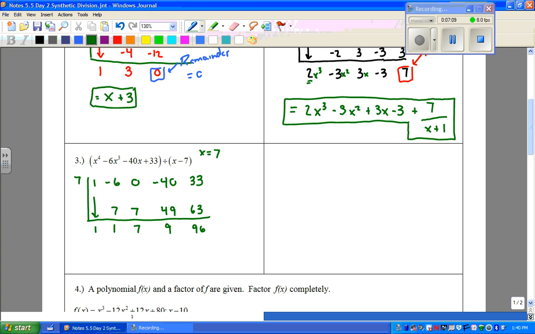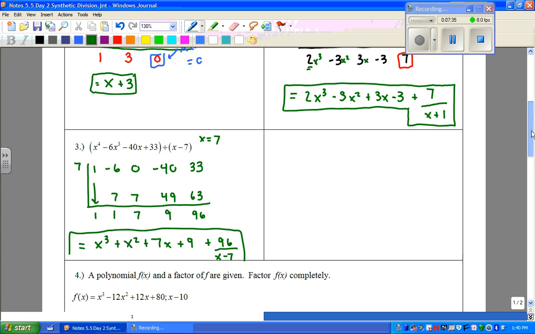Okay? So what we've realized here is that x minus 7 is not a factor of this. But when we divide them, we end up with x to the third plus x squared plus 7x plus 9. And then we have this remainder over here of 96, and we divide that by x minus 7.